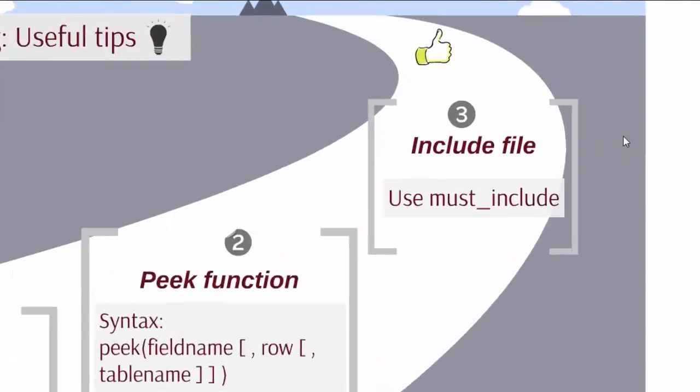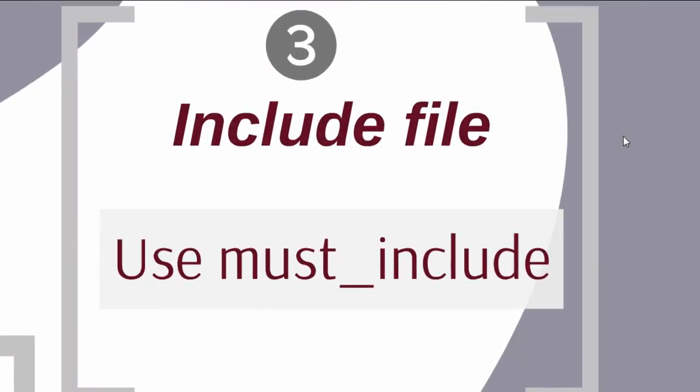And last but not least is the include file statement. If you just use include and if the file doesn't exist, then QlikView will go its merry ways without complaining, yet you will not include the statements from an external file that you would expect to include in your script. So always use must underscore include. With must include, QlikView will give you an error message, or I would say a warning message, that the file that you would like to include is missing.